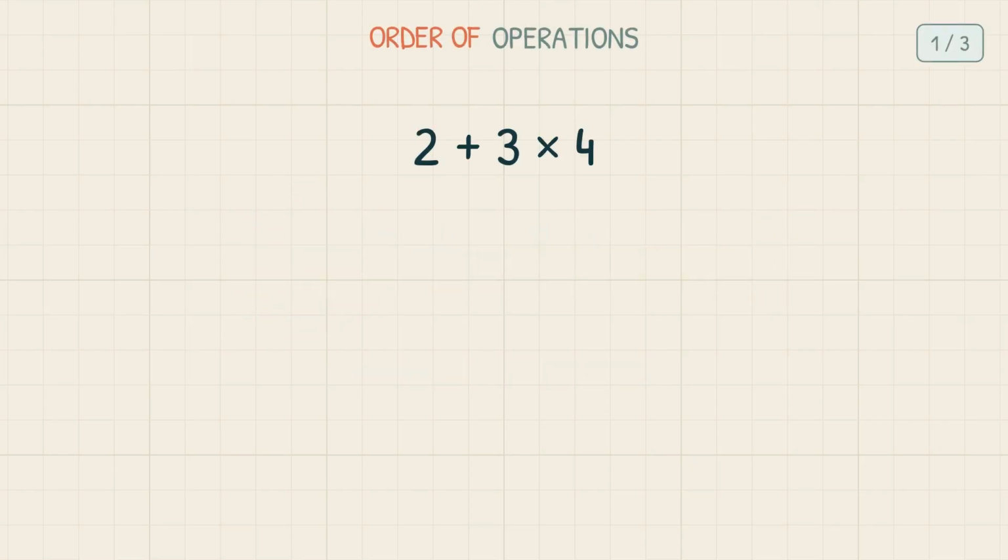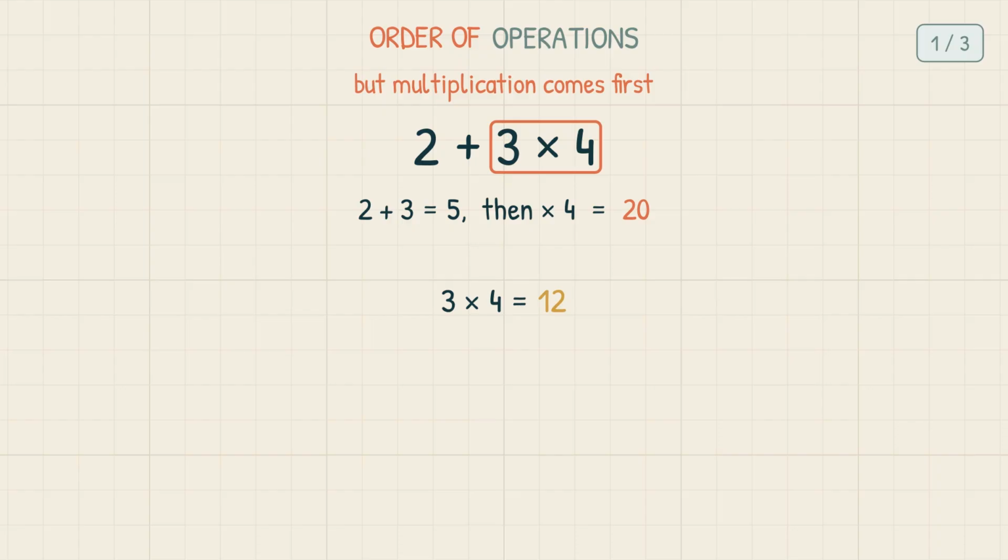2 plus 3 times 4, it looks like you just go left to right, but that gives the wrong answer. Here's why. Left to right, 2 plus 3 is 5, times 4 is 20. The rule is multiplication comes before addition, so do 3 times 4 first, 12. Then 2 plus 12 is 14.